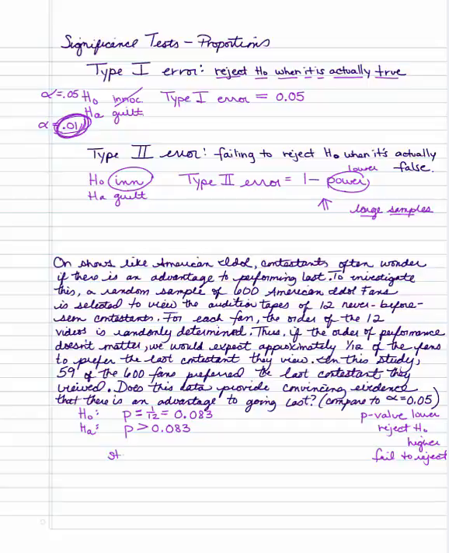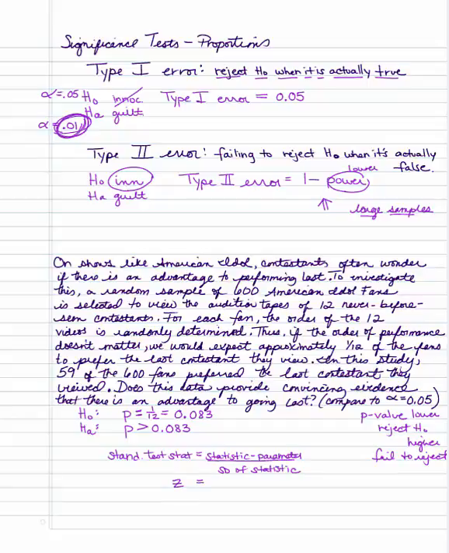Our standardized test statistic, and this is right from your packet, equals the statistic minus the parameter over the standard deviation of the statistic. And how we've been doing this is we've been doing a z for proportion.